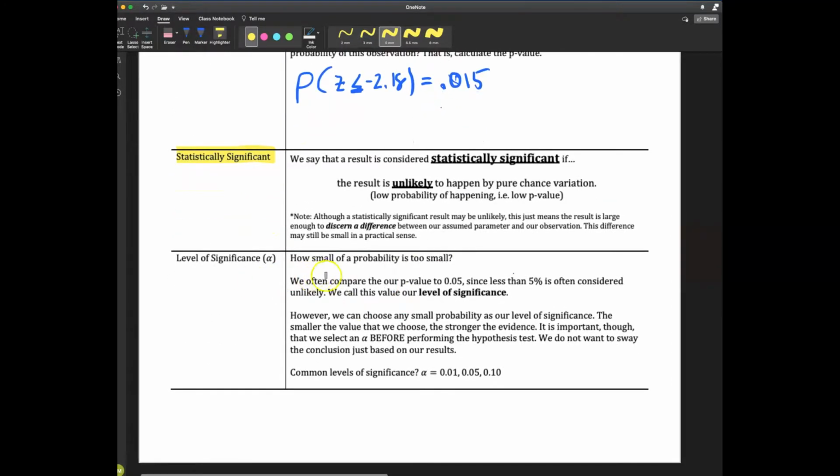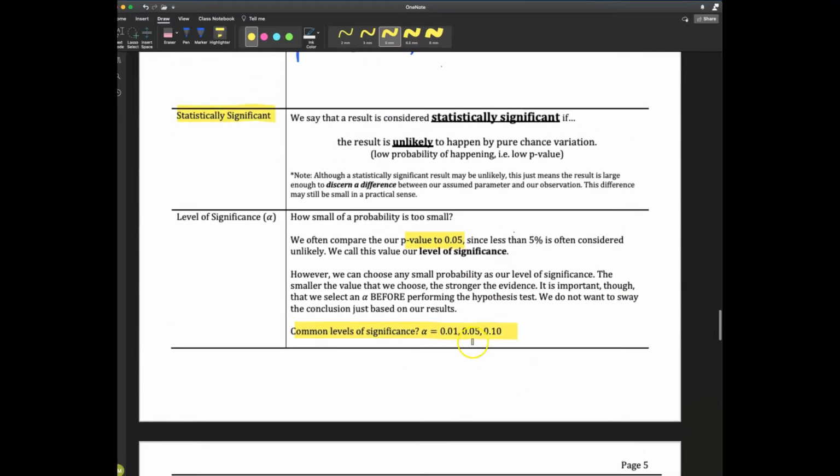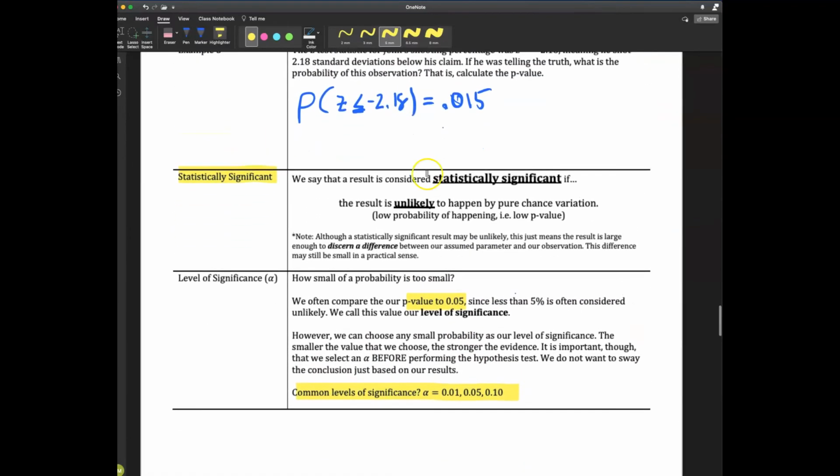And so how low is too small? It's our level of significance. And normally we compare a p-value to 5%. That's normal. We call this the level of significance. But we use other ones. Sometimes, depending on the scenario, we can use 1%, alpha 0.01, or alpha 0.10. And so that's what we would do. So in this case, is this significant is what we're thinking about.